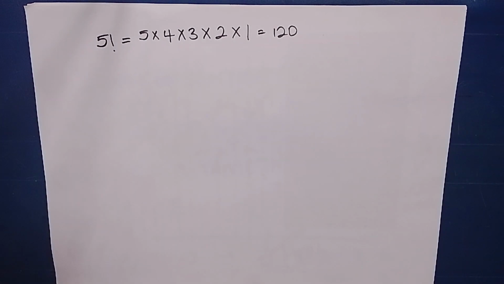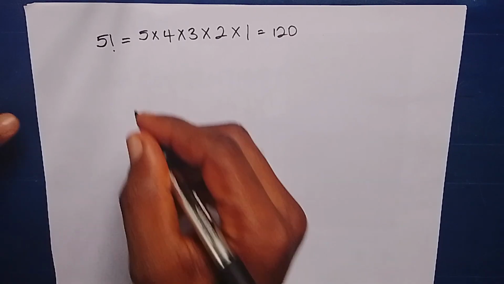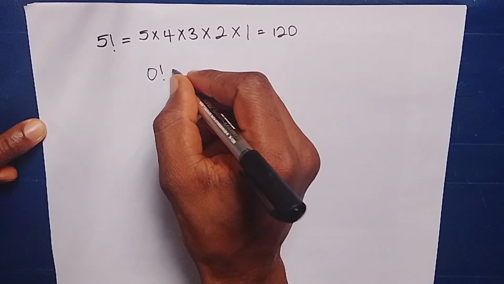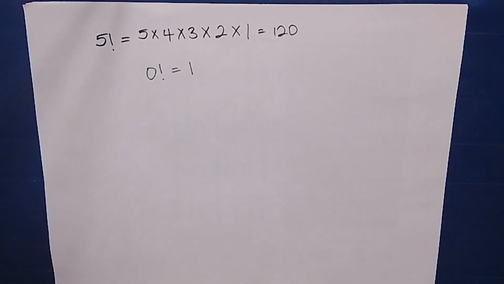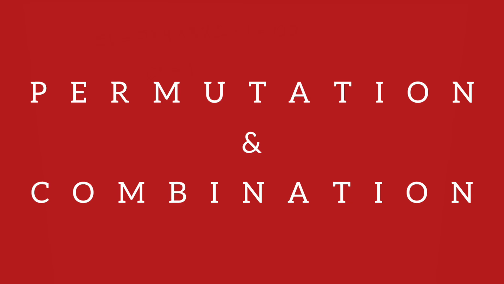Now, it's also important for you to note that 0 factorial at any given point is equal to 1. Very important. Note that. 0 factorial is equal to 1. Now, let's move on to permutations and combinations.